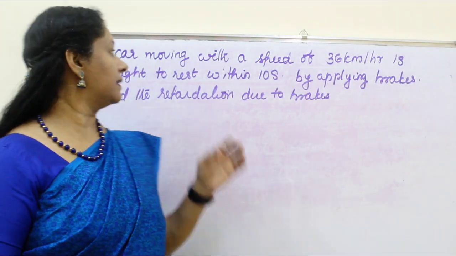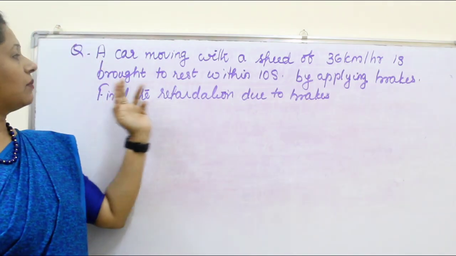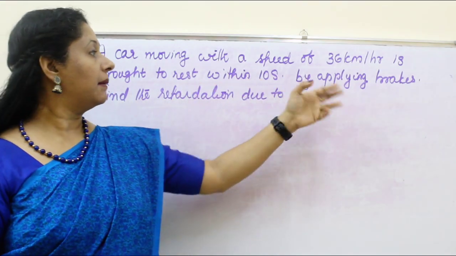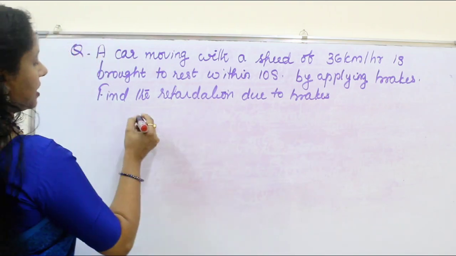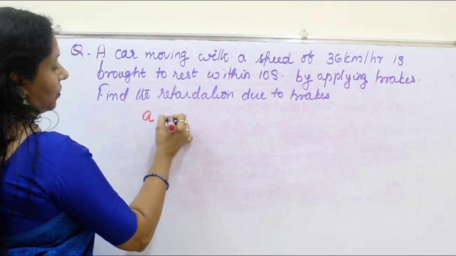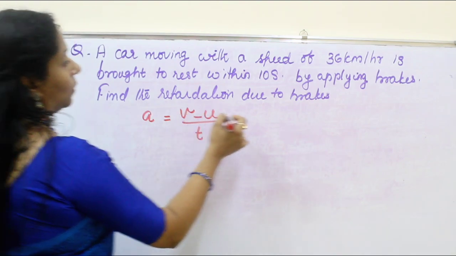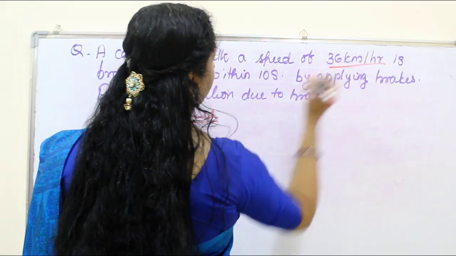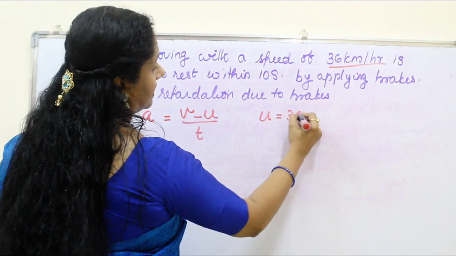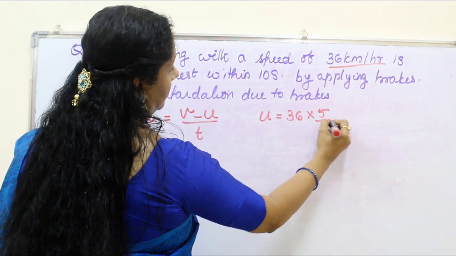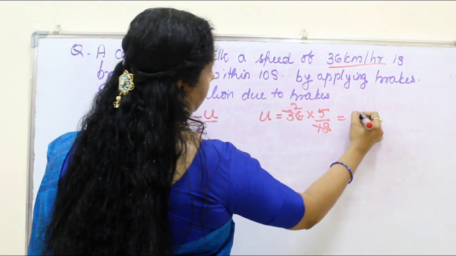The next question is: a car moving with a speed of 36 km per hour is brought to rest within 10 seconds by applying brakes. Find the retardation due to brakes. Here, retardation means negative acceleration. So a is equal to v minus u upon t. Here we know that the car is initially moving with a speed of 36 km per hour, so u is taken as 36 into 5 by 18 because we have to convert it into SI unit. So it is 10 meter per second.